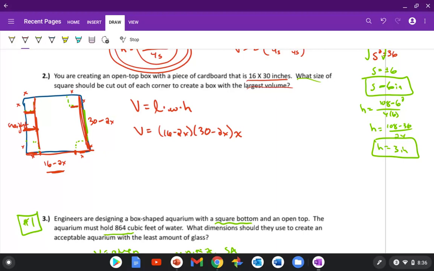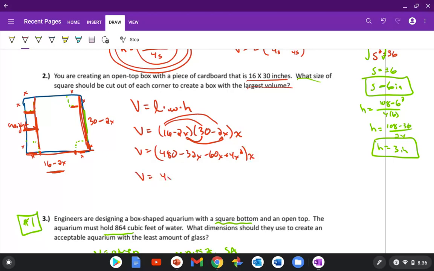Don't try to differentiate off the bat, because then you're going to have to do two product rules. So you do want to simplify this if you can. So we need to FOIL this first one. 16 times 30 is 480 minus 32x minus 60x, and then plus 4x squared. And then all of this gets multiplied by x.